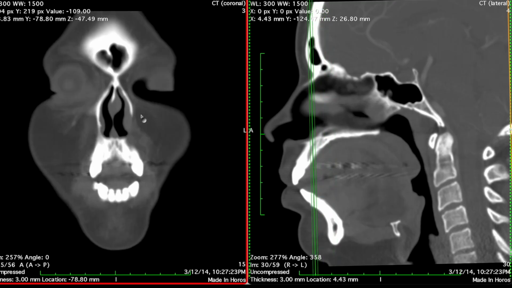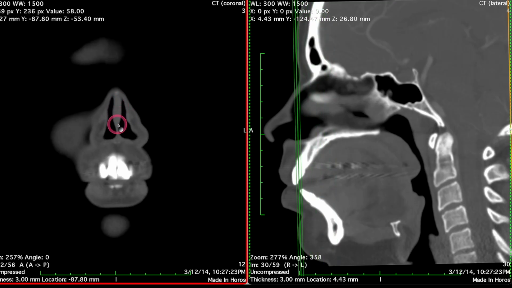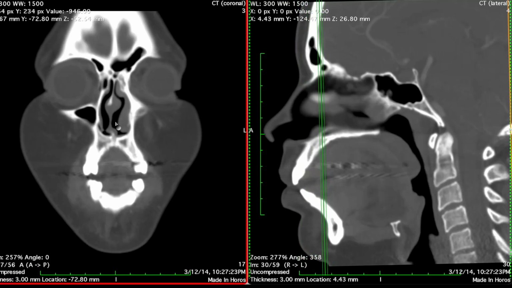So as I scroll more superficially, you'll see that within the nose, there's this cartilage, which is less bright than a bone would appear, but more dense than air appears. So these are the nostrils, and in the middle is the septal cartilage. So the nasal septum is made up of septal cartilage and a more bony septum posteriorly.